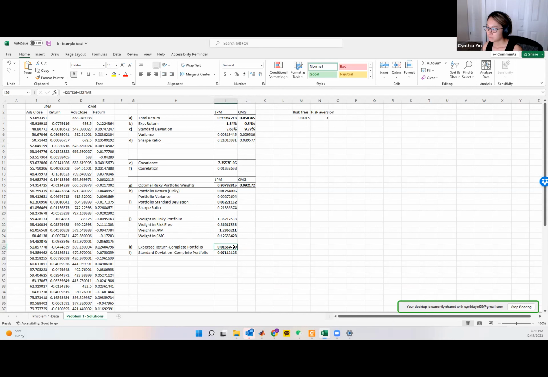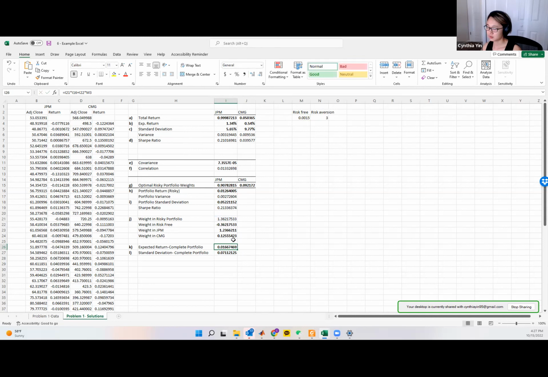Okay. Expected return on the complete portfolio. Complete portfolio means on the optimal CAL, if you have the risk-free rate, it's going to be the weighted average between the portfolio return and the risk-free rate. So it's just the weight in the risky portfolio, 136%, times the portfolio return, around 1.3%, plus minus 36% times the risk-free rate.